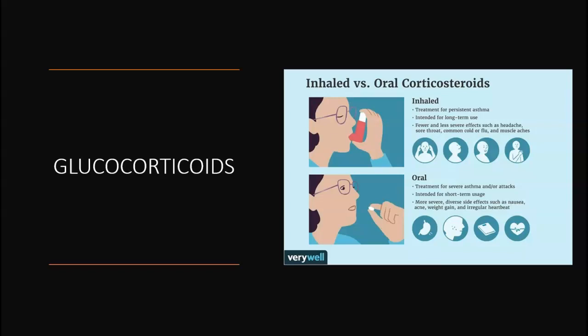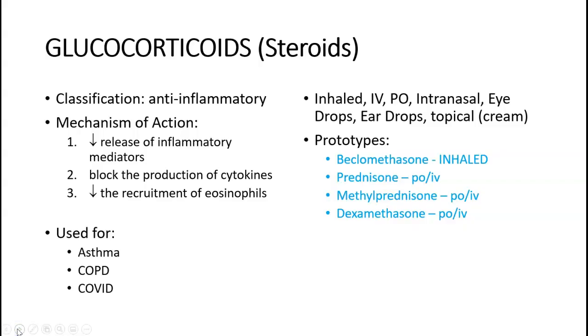So let's just move and talk again about just glucocorticoids in general. So remember, they are anti-inflammatories. Their mechanism of action, actually there are many mechanisms of action, but the reason we want to use them for respiratory problems is they decrease the release of inflammatory mediators. And you're like, inflammatory mediators? These are things like prostaglandins are a mediator, histamine's a mediator, but in this particular case, the steroids are really blocking the production of cytokines.